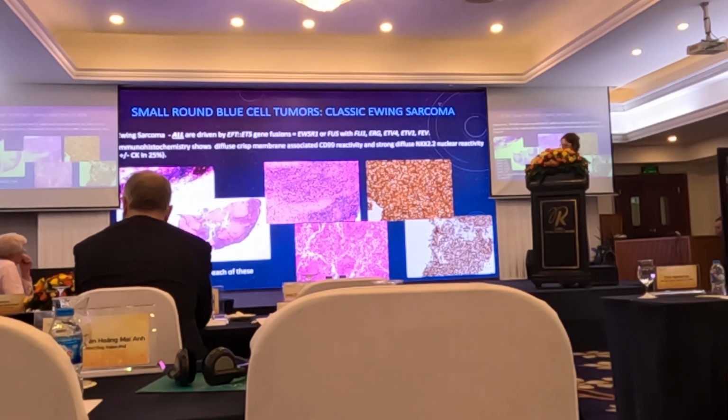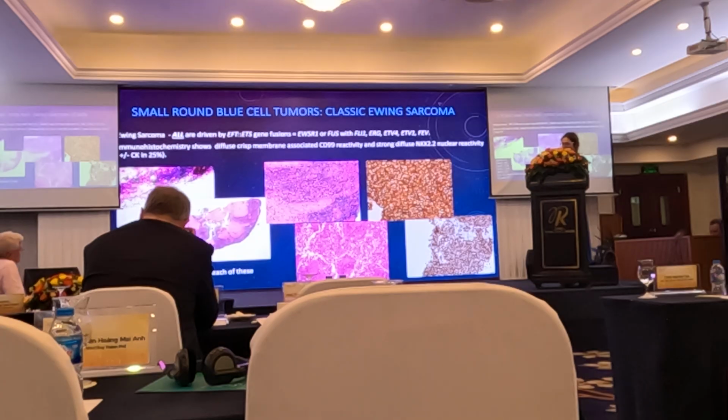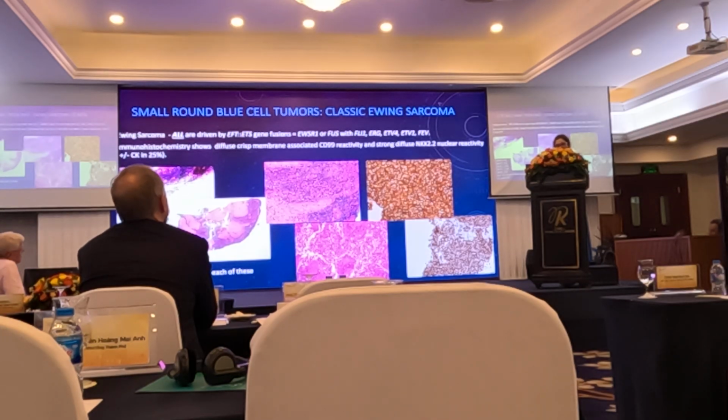This architectural pattern we see really only in Ewing sarcoma or alveolar rhabdo. But when the cells are so monotonous, Ewing has to be top of your differential. These tumor cells will stain with CD99 in a very crisp membrane-associated pattern that looks like a chicken wire or a mosaic.